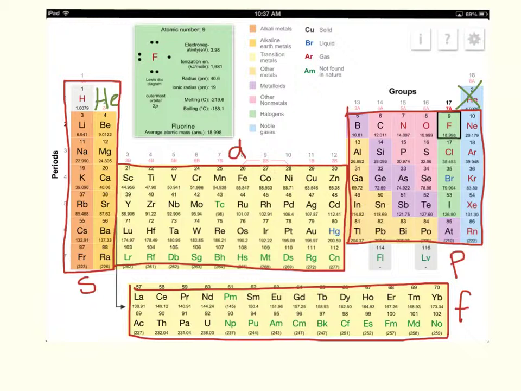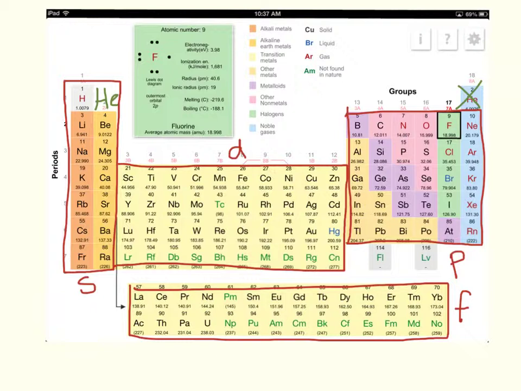And as you might have noticed, S, D, P, and F are our sublevels. So what this tells us is what sublevel the final electrons are going to be located in for each element. So for example, carbon, its last electrons are going to be located in a P sublevel. For calcium, its last electrons are going to be in an S sublevel. There's one final thing that we have to do to be able to use this method.